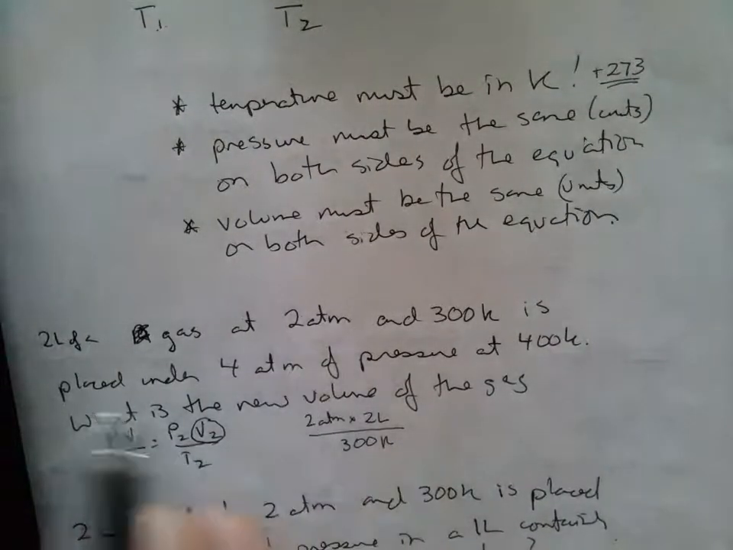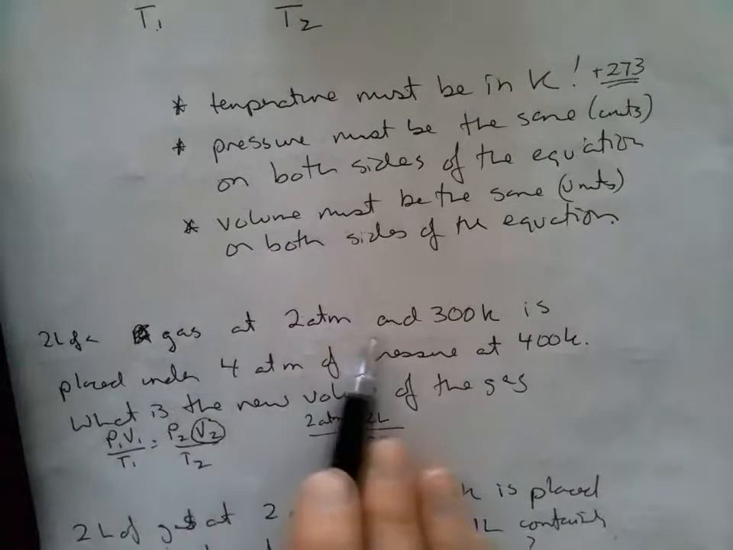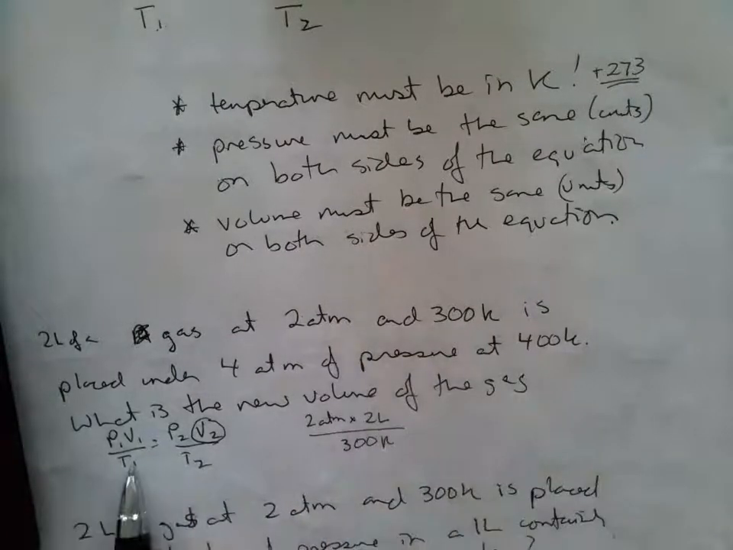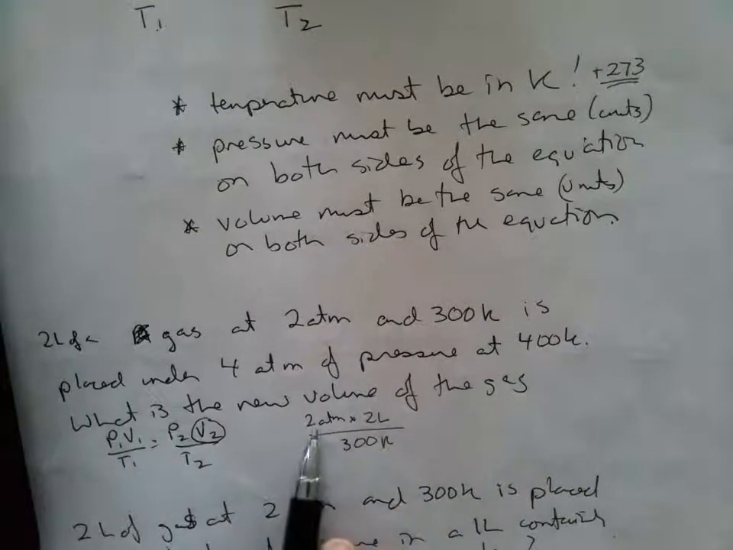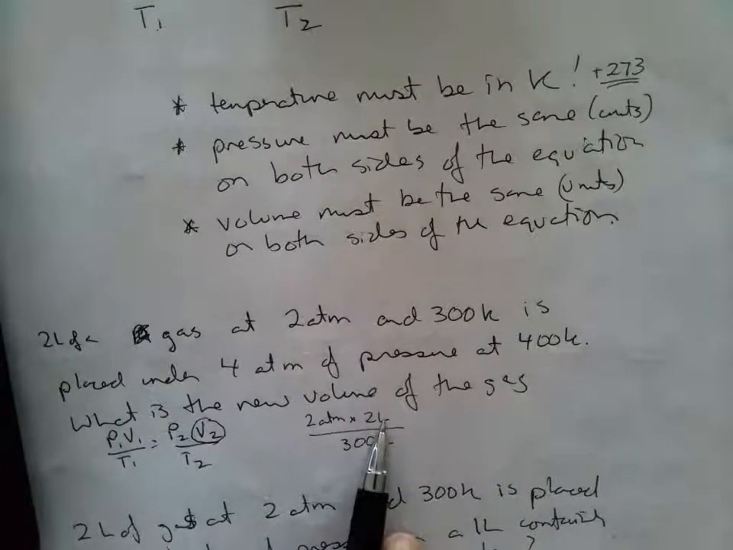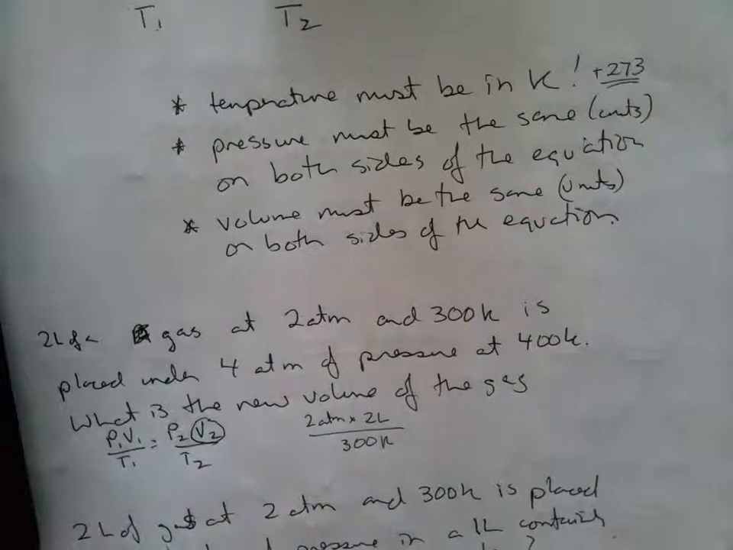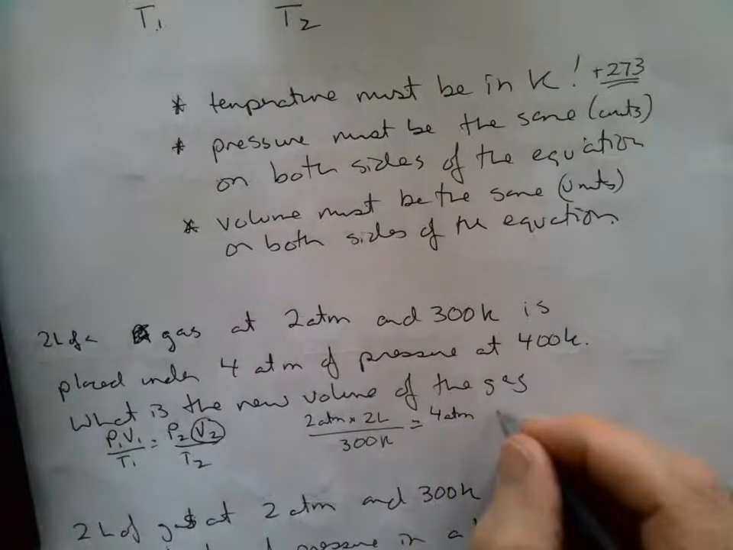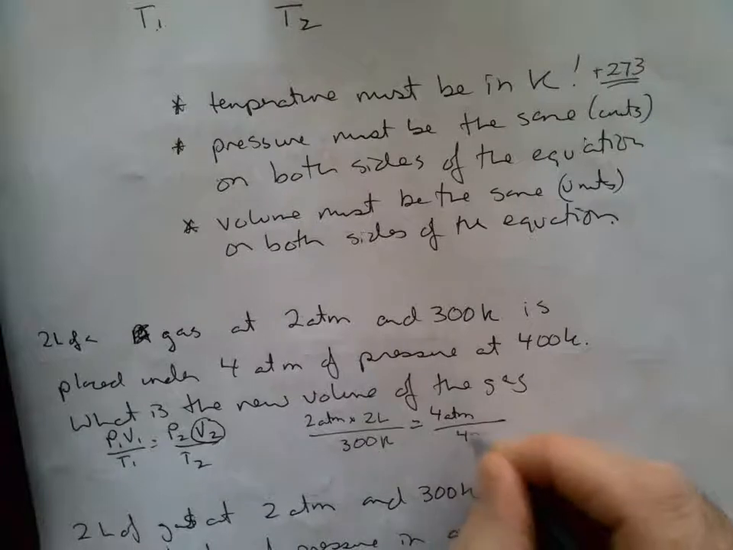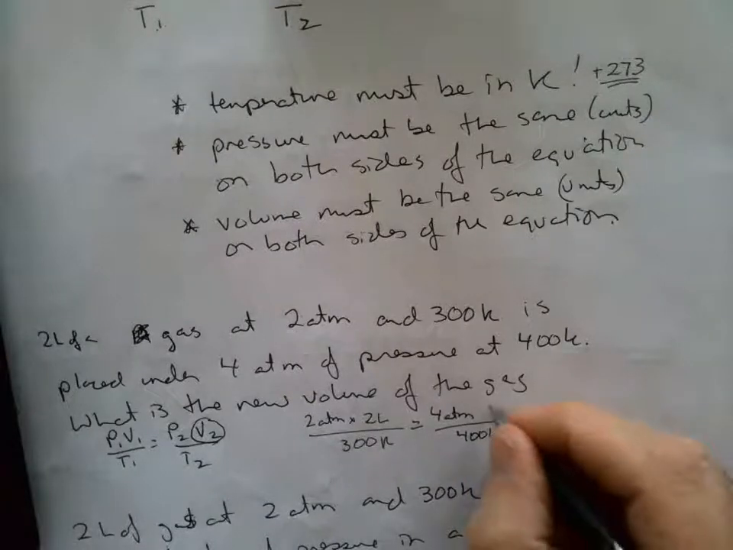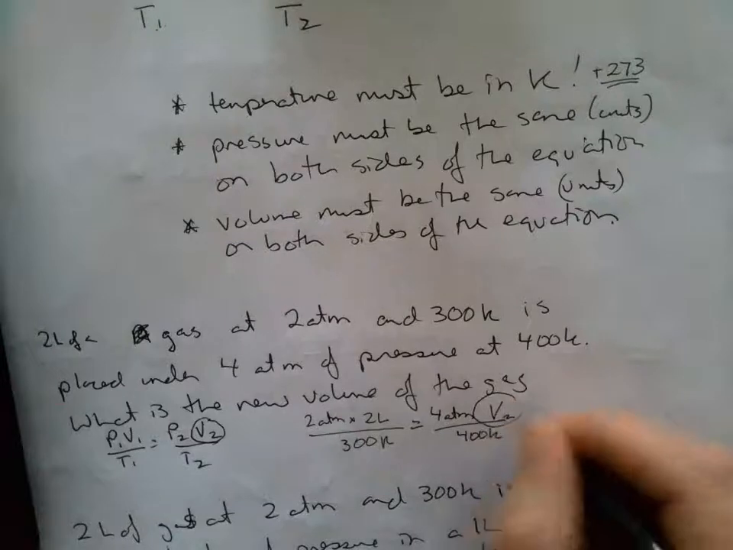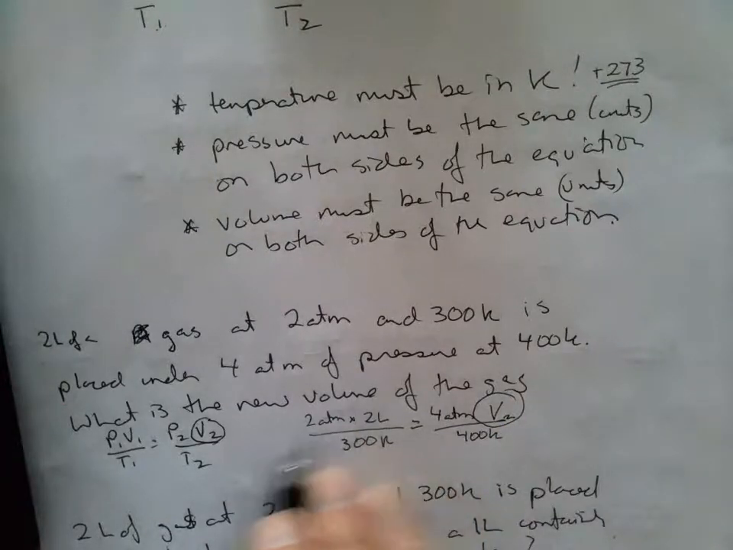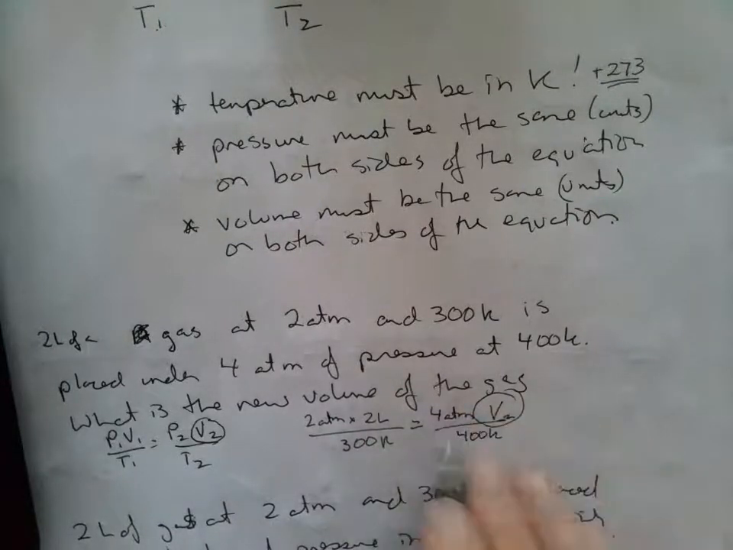Let's try two problems. 2 liters of a gas at 2 ATM and 300 K. So that's what you're starting with. You're starting with 2 ATMs of gas. You're starting with 2 liters at 300 K. And now there's a change. Are placed under 4 ATM of pressure at 400 K. What is the new volume of the gas? So the old is the P1 V1 T1. The new is the P2 V2 T2.